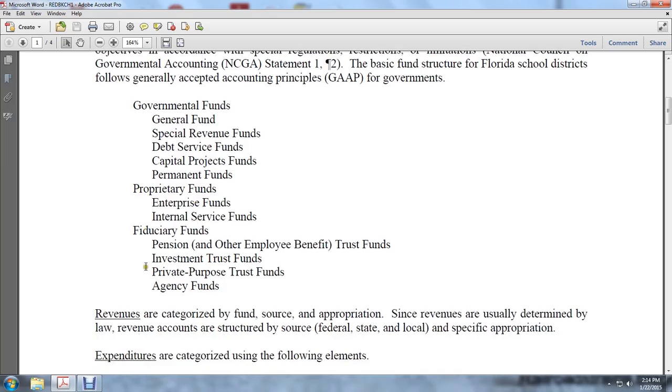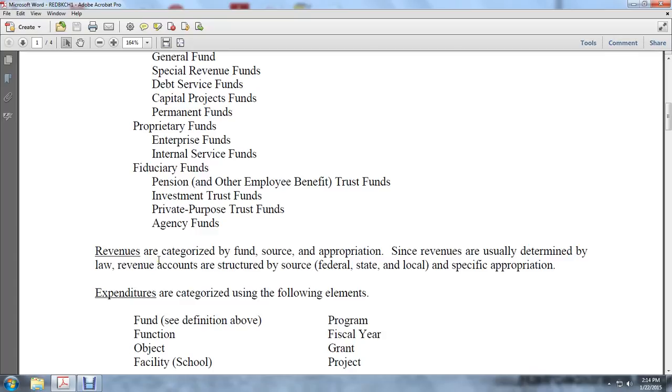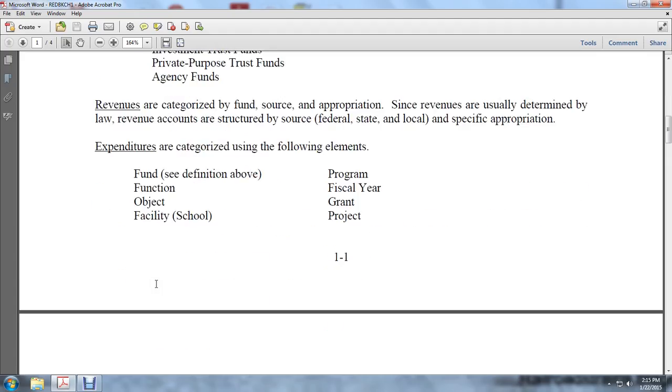Revenues are categorized by fund as sources of appropriation. Since revenue is usually determined by law, revenue is structured only by source, federal, state, or local, and specific operation. Expenditures are categorized by using the following elements: fund, program, function, fiscal year, object, grant, and facility or school and project.